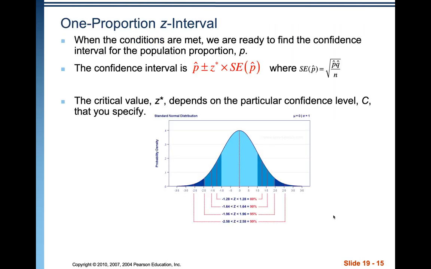Okay, so a one-proportion z interval. When the conditions are met, we are ready to find the confidence interval for the population proportion p. The confidence interval is p hat plus or minus z star times the standard error of p hat, which is the square root of p hat times q hat over n. And z star times the standard error of p hat is the margin of error. The critical value z star depends on the particular confidence level C that you specify. And here we have the z stars for several confidence levels.